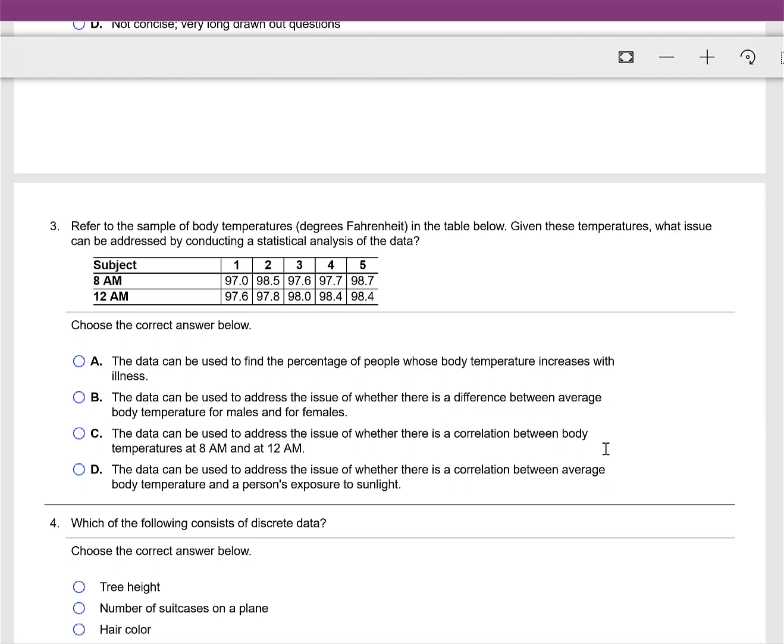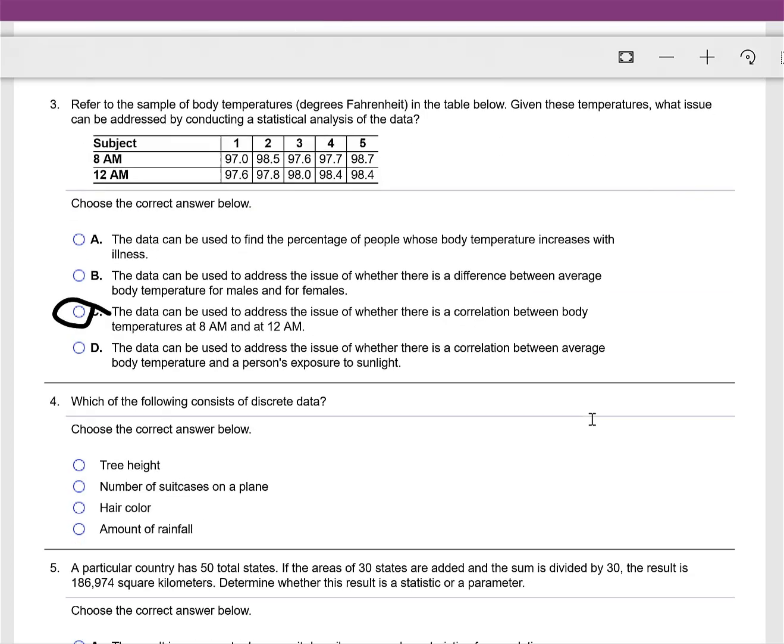The data can be used to address the issue of whether there's a correlation between the temperatures at 8 a.m. and 12 a.m. That sounds pretty good. And the data can be used to address whether there's a correlation between the temperature and the exposure to sunlight. They didn't tell us anything about sunlight. So the best answer here is answer C.